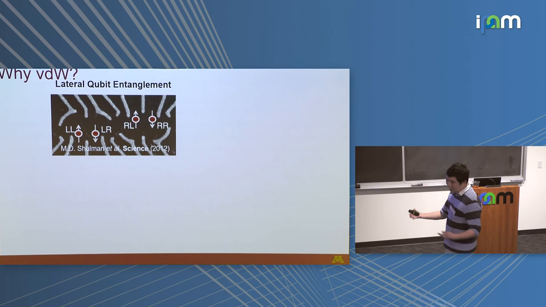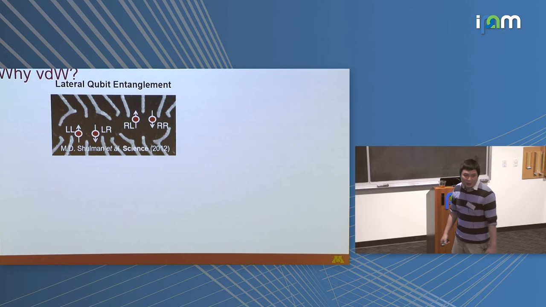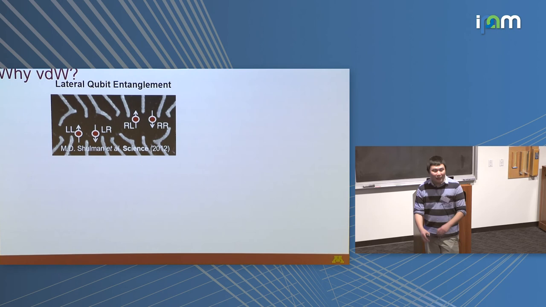But unfortunately, no matter how good you are with lithography, they are a few hundred nanometers apart, and there's also a lot of screening in plane. Therefore, the coupling is really, really weak. People have shown you can do logic gating and entangling, but it happens once in 100 tries, so it's not really very useful.